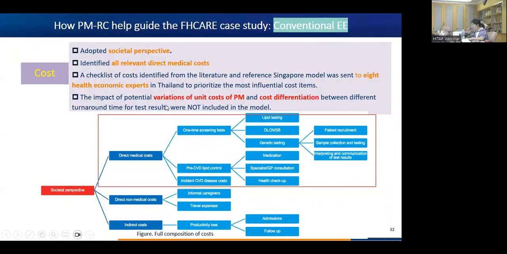However, the impact of potential variation of PM unit cost and cost differentiation between different turnaround time for test results were not included in this model. This is in part due to the limited data, and we will consider these issues in the discussion part.